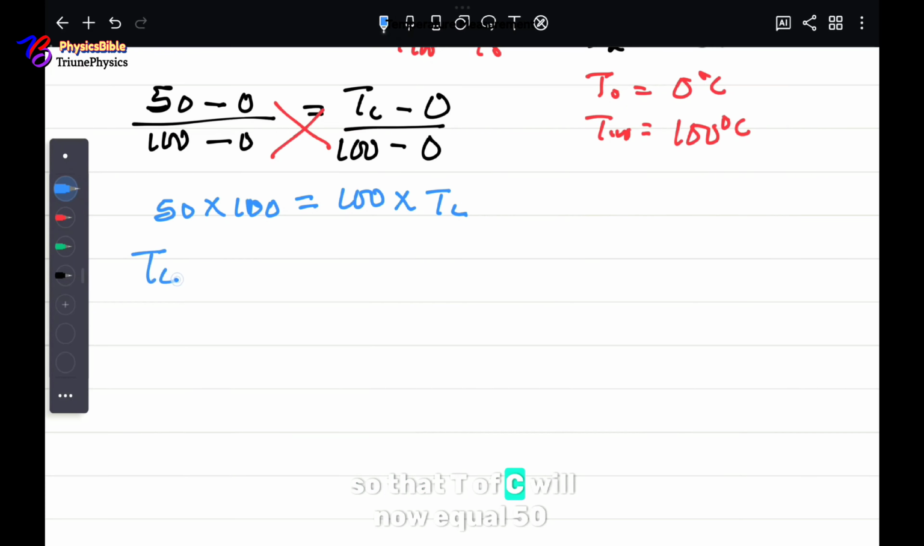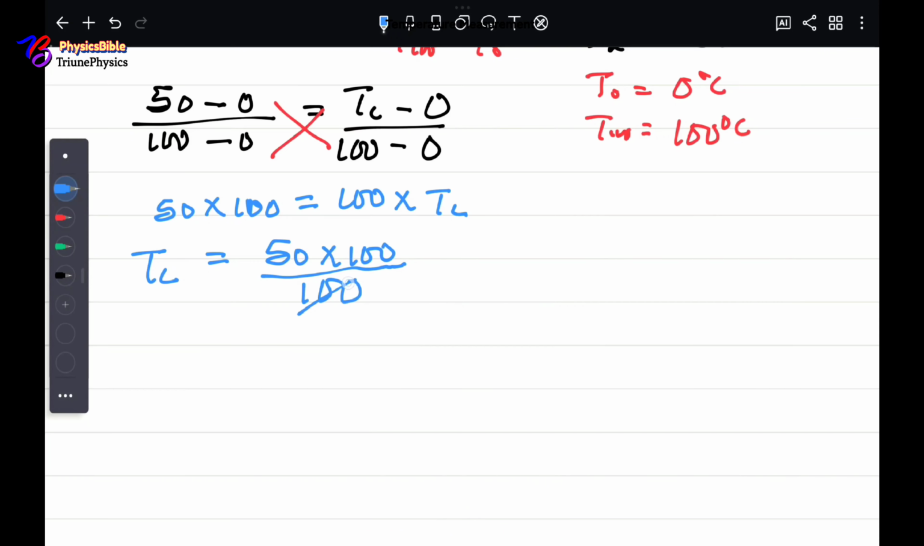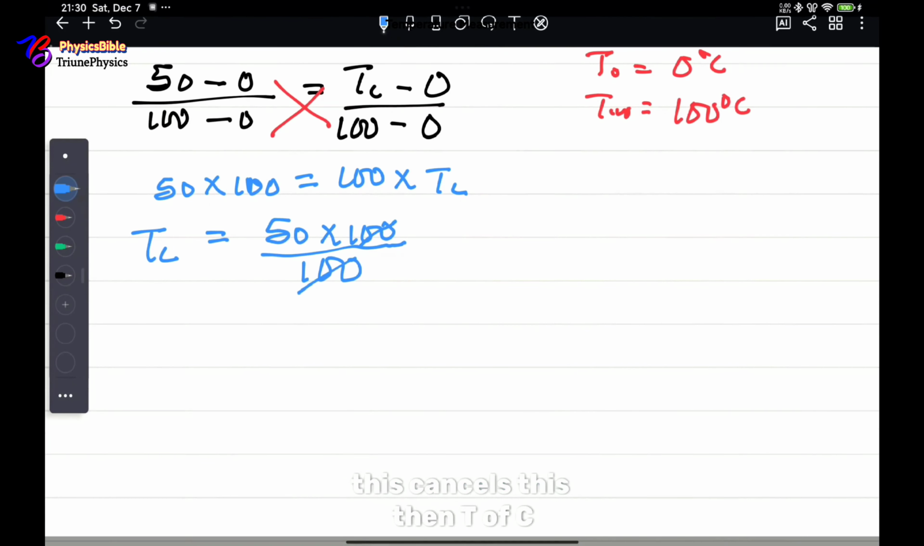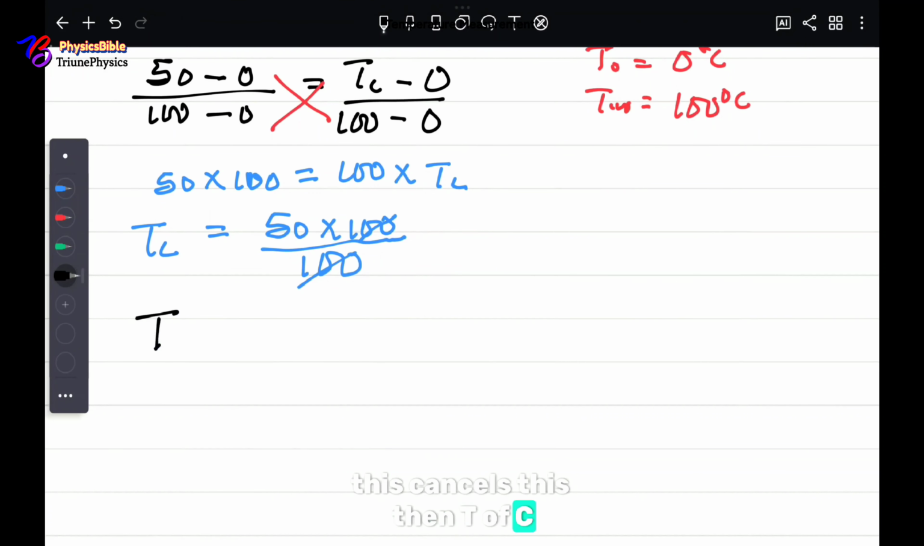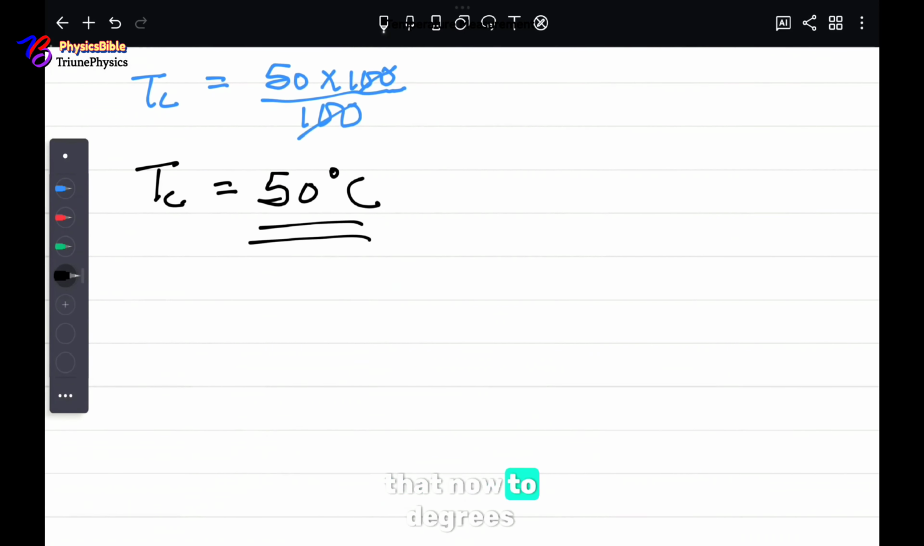So that T of C will now equal 50 multiplied by 100 all divided by 100. This cancels this. Then T of C will now equal 50 degrees Celsius. That is the value of lukewarmness when you convert to degrees Celsius. Let's convert that now to degrees Fahrenheit.